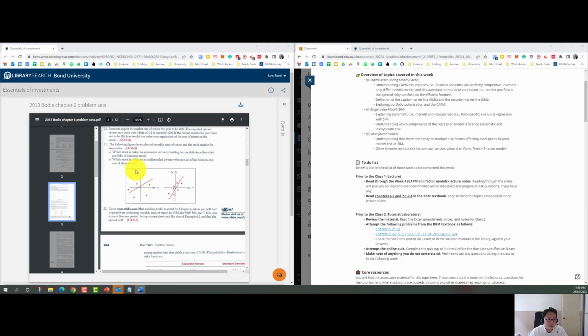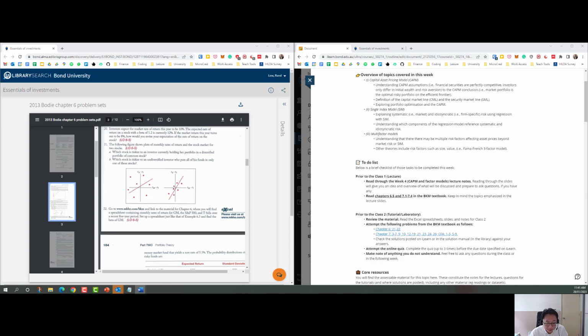So we know that the y-axis is the excess return because it's RA minus RF. So that means it's the return of A minus the risk-free rate. So that's the excess return on the asset. And on the x-axis, this is the excess market return because it's RM minus RF, right? So that's what we need to understand.